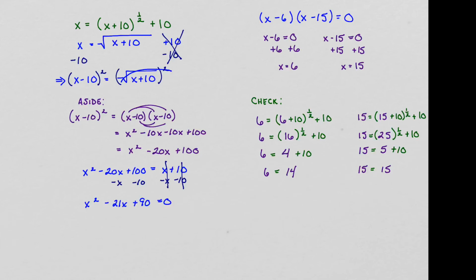When I put 6 in for x, we get the statement 6 is equal to 14, which we know is a false statement. So as a result, we're going to remove x equals 6 as one of our solutions. This is going to be an extraneous solution. In the case of our other answer of x is equal to 15, when we put that back into the original problem, we get a statement that says 15 is equal to 15. This is a true statement, so this confirms that this is one of our solutions.